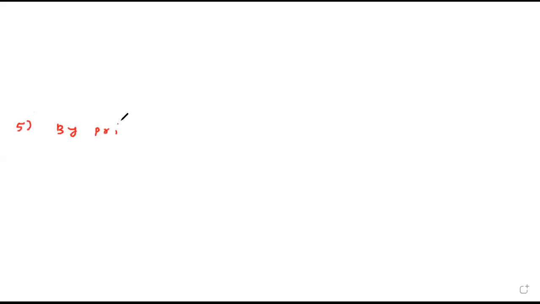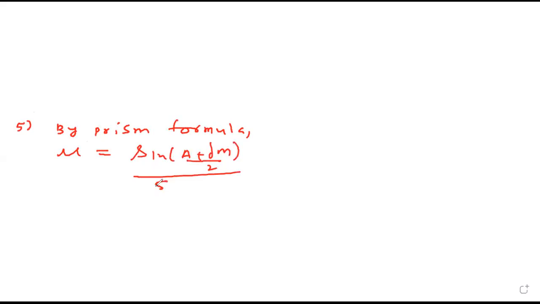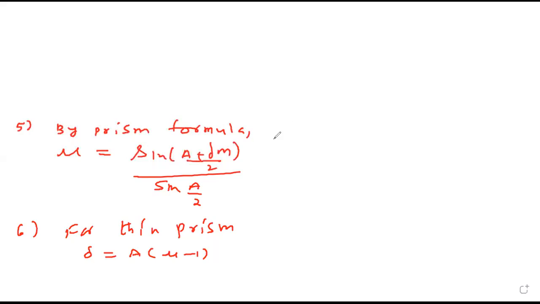By prism formula, mu equals sine of (A plus delta m) upon 2 over sine of A by 2. For a thin prism, delta equals A into (mu minus 1).